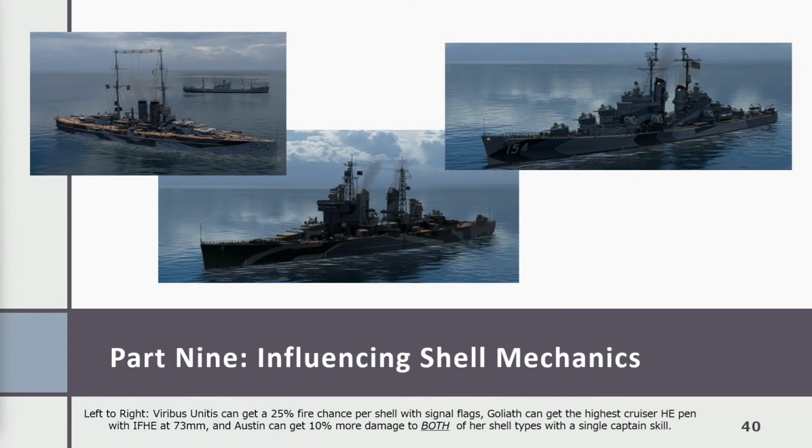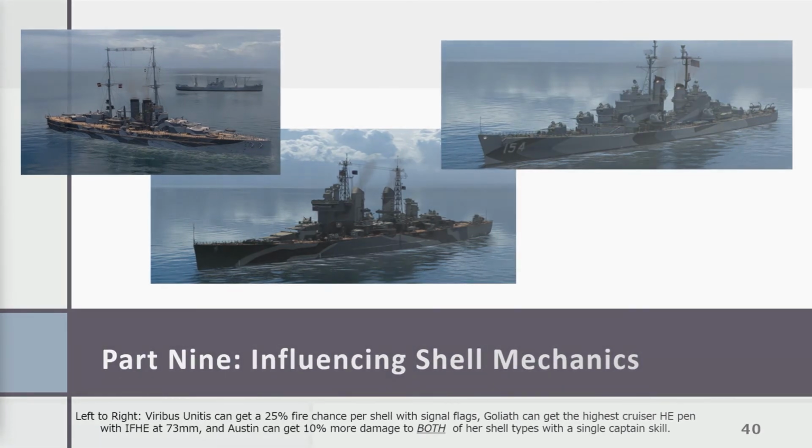So, part 9, influencing shell mechanics. A couple niche examples here. For example, Vertibus Unitus can get 25% fire chance per shell with both signal flags. Goliath has the highest cruiser HE pen in the game when IFHE is applied, at 73 millimeters. And Austin can get 10% more damage to both of her shell types with a single captain skill. The thing about IFHE and Goliath, by the way, that's not an inherent recommendation. That's just a cool little tidbit of how things work.